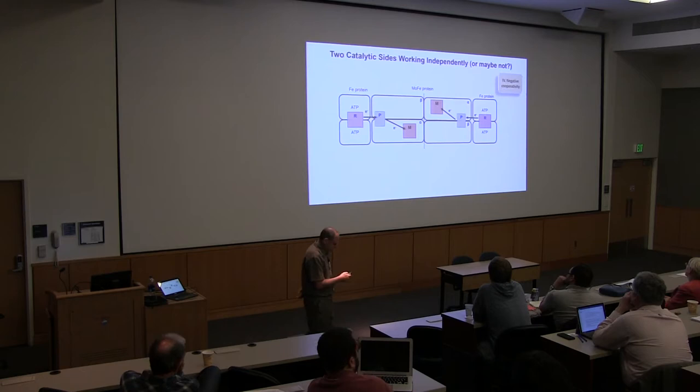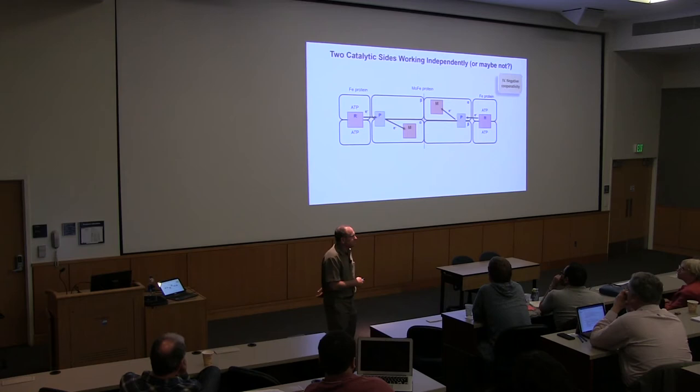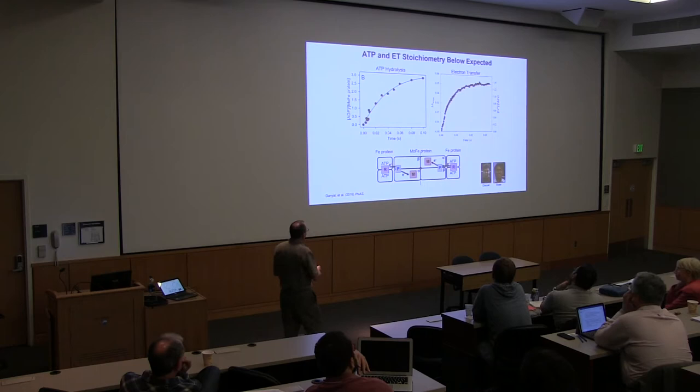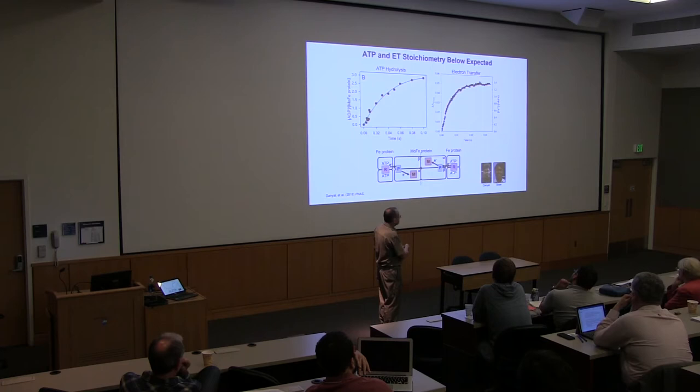And this is where the students started bringing me the data. And this was from those quench flow experiments. And this is showing you ATP hydrolysis, you know, 40, 60 milliseconds. ATP hydrolysis here. This is electron transfer, right, time in milliseconds. And what we expected, of course, if the two sides were working independently, is that you should get four ATPs hydrolyzed in this initial time. And you can look at that data and you can say it's not four.